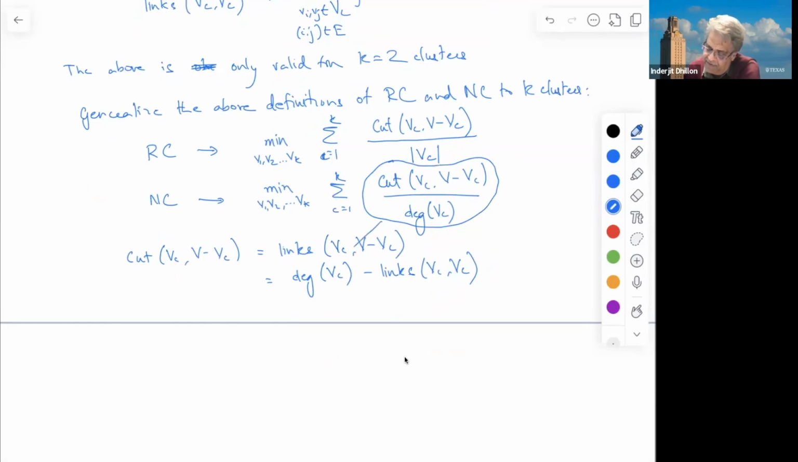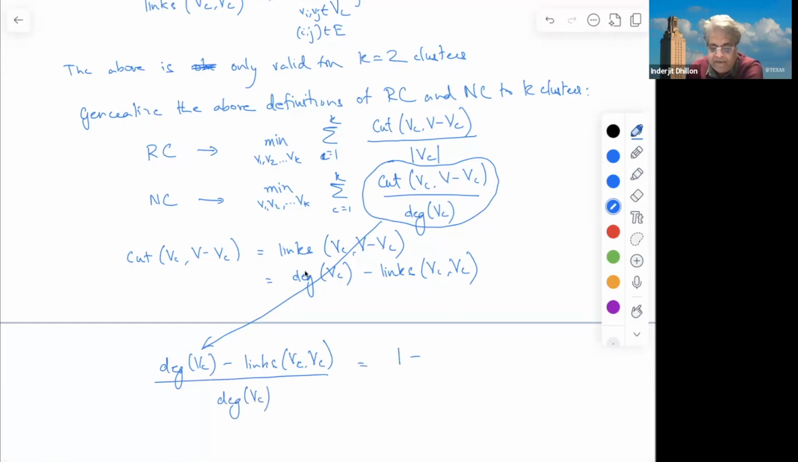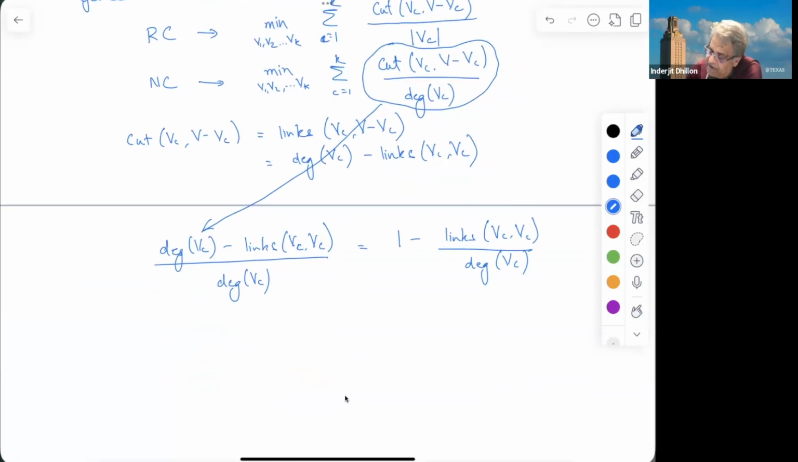And the reason I've written this is that if I look at this particular quantity and substitute, the cut of Vc, V minus Vc is what appears in the numerator here. So if I substitute degree of Vc minus links of Vc, divided by degree of Vc, that becomes 1 minus links of Vc divided by degree of Vc. And you can call this criterion normalized association.